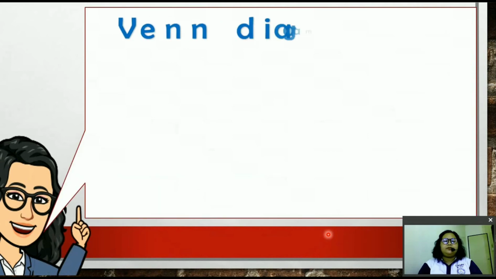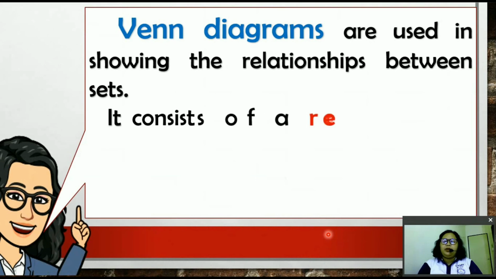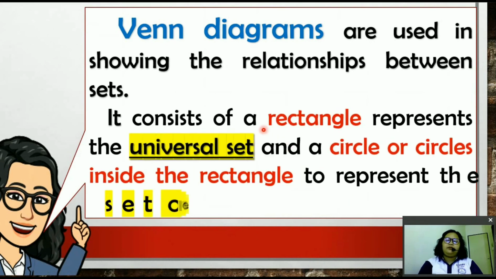Venn diagrams are used in showing the relationships between sets. It consists of a rectangle, that's the first one, that represents the universal set, and a circle or circles, depending on how many sets were given, inside the rectangle to represent the set or sets. So we'll only be using two shapes, rectangle and circles.